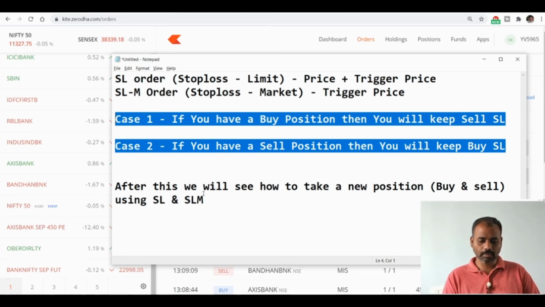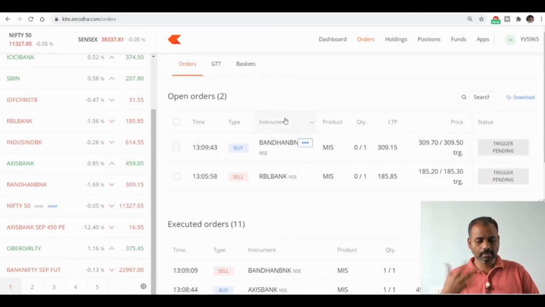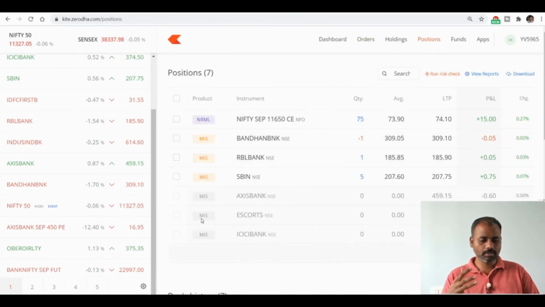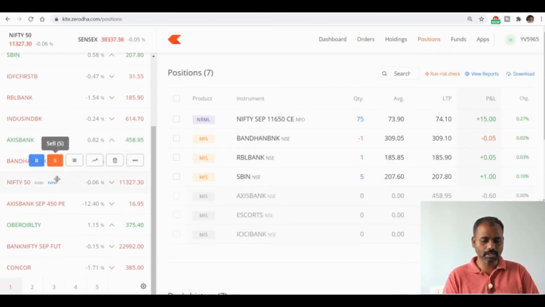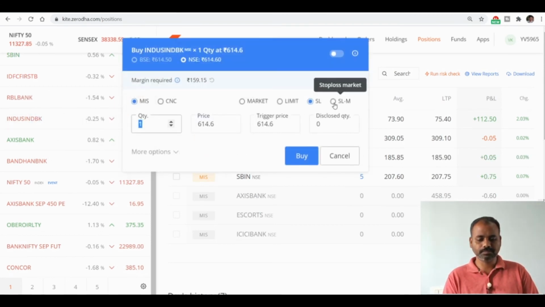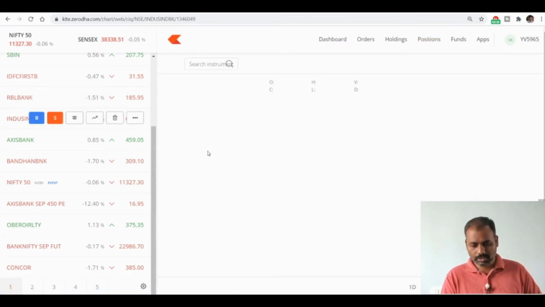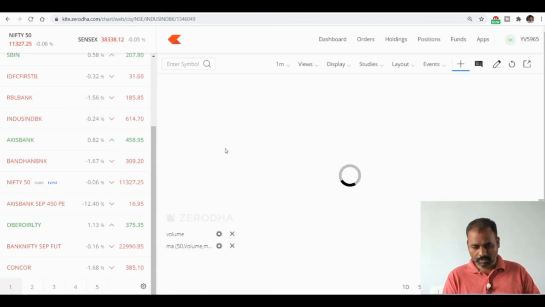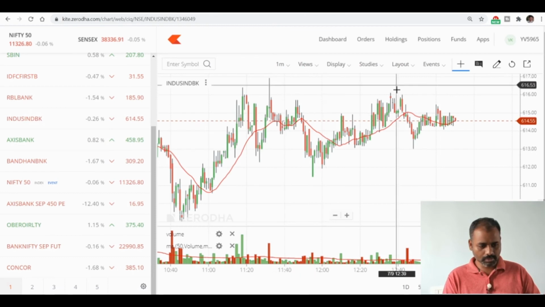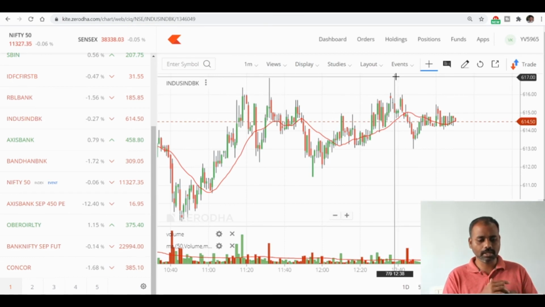Next, I also told you how to take a new position using buy SL and SLM. Now I will try to take a stock which is not in this position. So I will try to buy IndusInd Bank. Let us first see the chart of IndusInd Bank. I am going to buy IndusInd whenever a breakout happens, or I want to buy at a certain price. Whenever this resistance breaks, I want to buy at 617 and expect it to move further up.